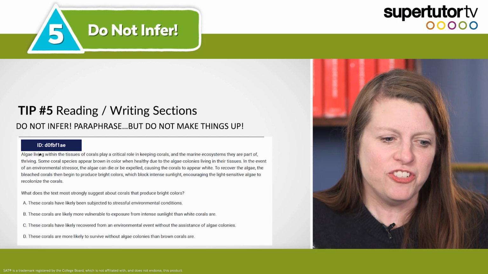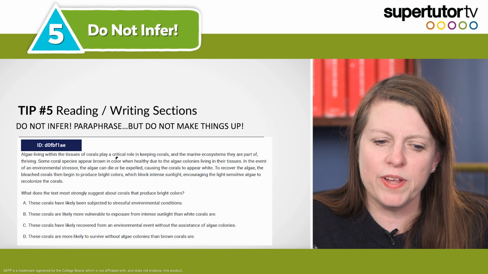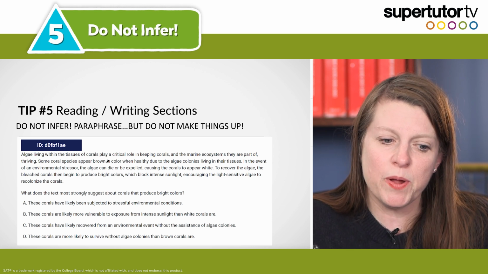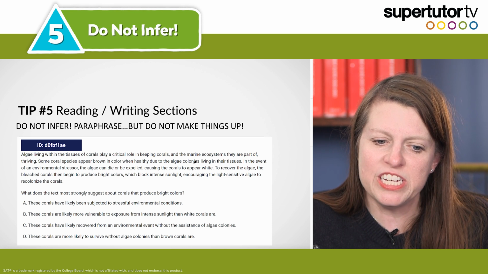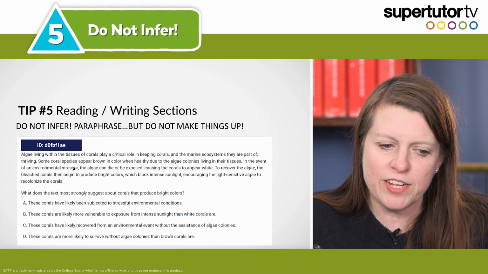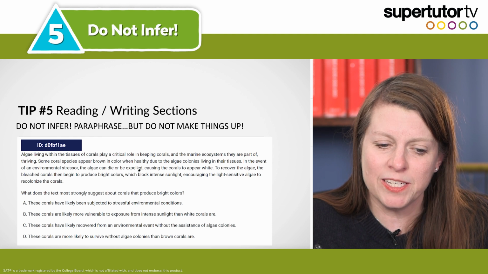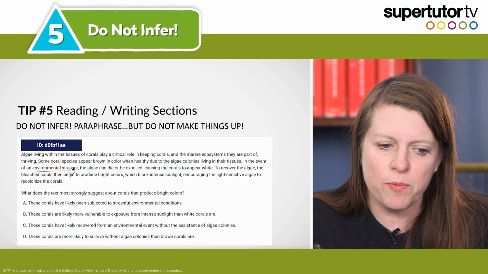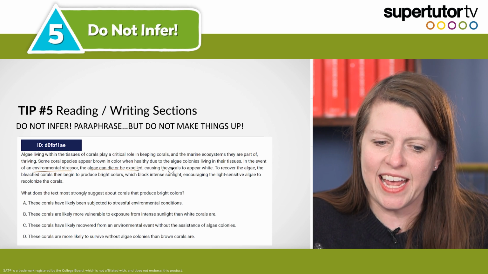Okay? Algae living within the tissues of corals play a critical role in keeping corals and in the marine ecosystems they are part of thriving. Some coral species appear brown in color when they're healthy due to the algae colonies living in their tissues. In the event of an environmental stressor, the algae can die or be expelled, causing the corals to appear white. So I'm going to start tracking this. We have an environmental stressor, the brown algae die, they turn white.